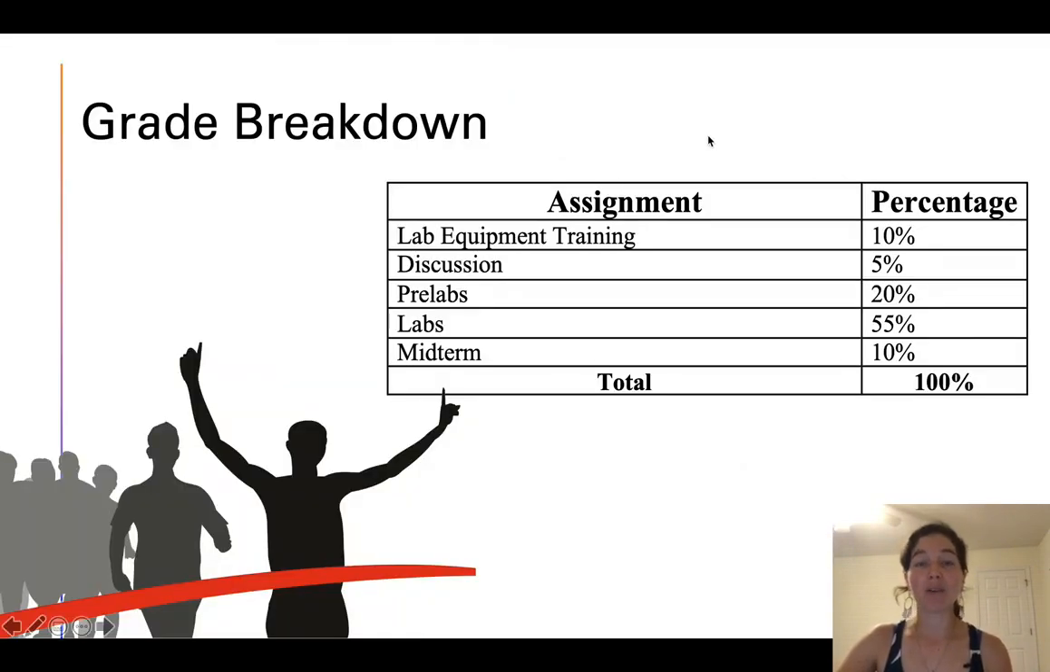So here's the grade breakdown for labs this semester so you can see what you're getting into. We have the lab equipment training, that's the in-person part of this course, which is 10% of your grade. We have discussions, which are a participation grade, which is 5% of your grade. We have pre-labs, which are 20% of your grade. This is a really big pre-lab. So normally you think pre-labs, you think, oh, I'll just do a couple of questions and whatnot. Pre-labs are a little bit more than that this semester, and I'm going to show you. And then our labs are 55% of your grade, so the majority of your grade is your labs. That's over half of your grade. And then you have a midterm exam as well, which is 10%.